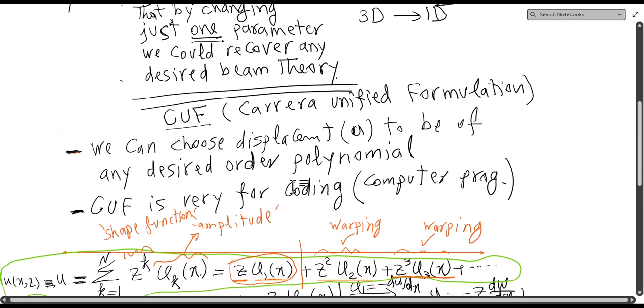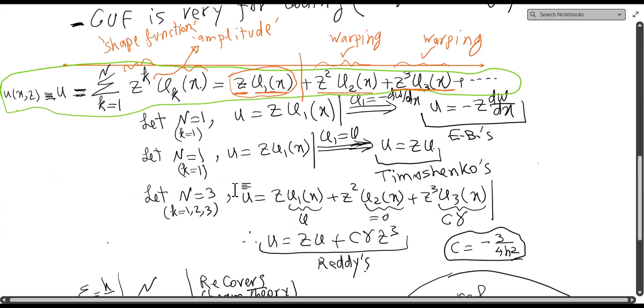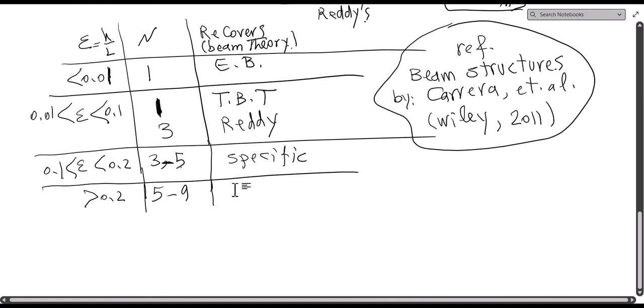So if you want to do programming for CUF or when you want to do some calculation.